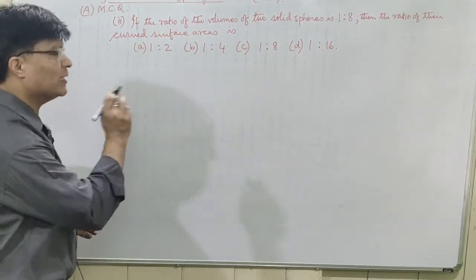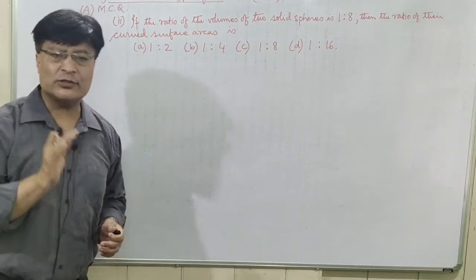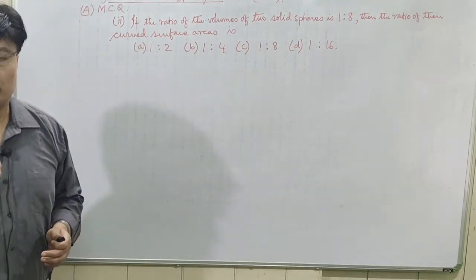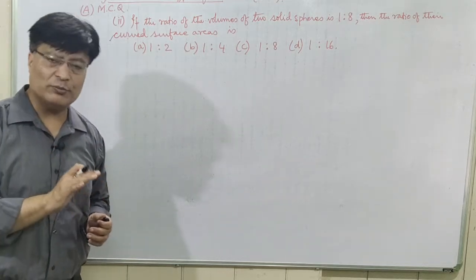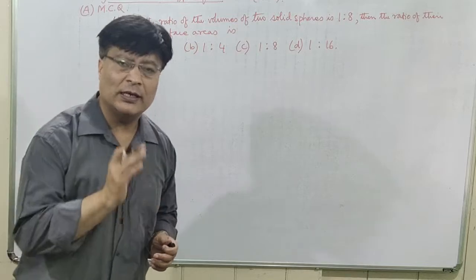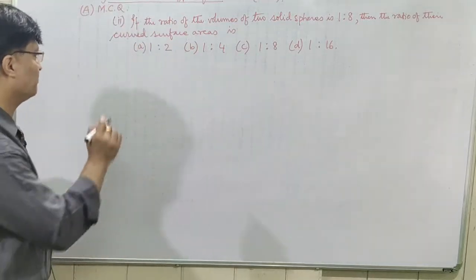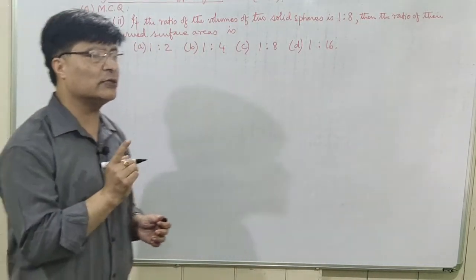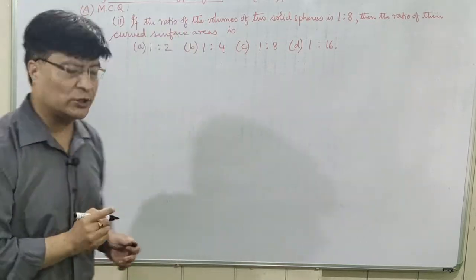Okay. So let us assume the radius of the two solid spheres. So in order to find out the volume or in order to find out the curved surface area, you should know the radius of the sphere. So let us assume the radius of these two spheres.